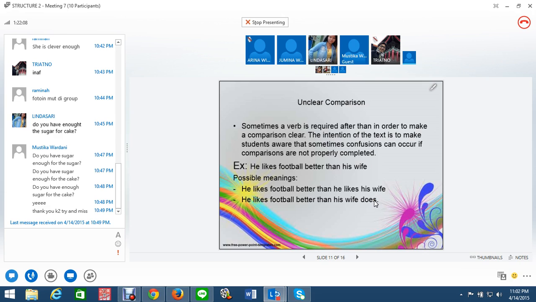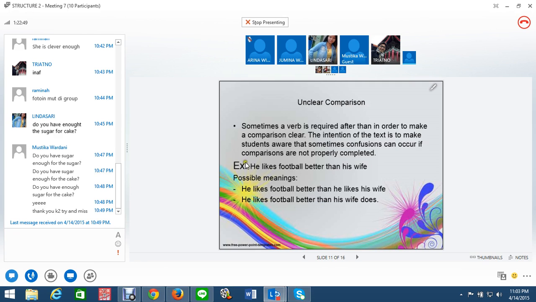So it means that we have to avoid unclear comparison. If we want to avoid unclear comparison, we have to put some kind of verb. Okay, he likes football better than his wife does. You get it? So sometimes it is necessary to use both a subject and a verb after than in order to avoid unclear comparison.